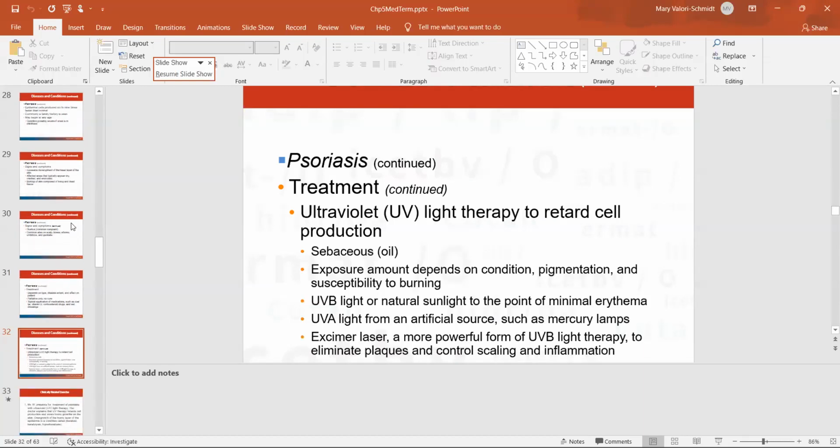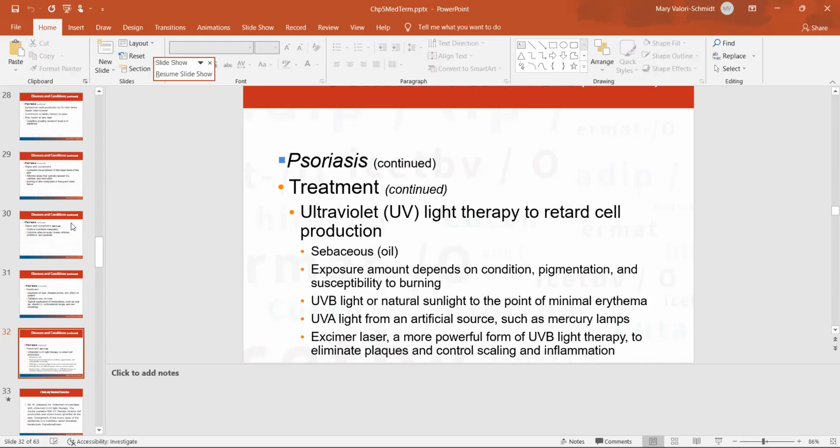UV light actually works to stop cell production with psoriasis. So a light lamp, right? A tanning bed. I didn't say that. So the exposure amount, like how long you need it, depends on what color is your skin, how much pigmentation do you have? Are you fair skinned or darker skinned? What is your susceptibility to burning, right? Natural sunlight works, right? And you want to be under the light to the point where it just starts to get a little red. So to the point of minimal erythema, gets a little red.